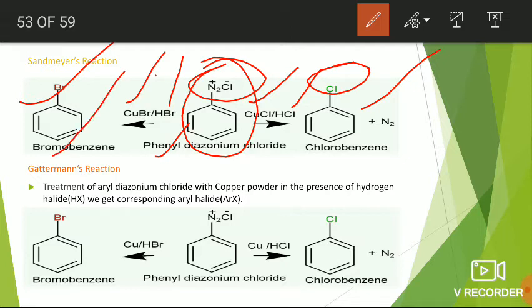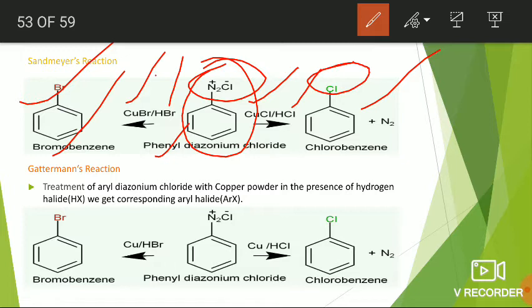This is the Sandmeyer reaction, that is, conversion of diazonium salt into the corresponding halobenzene on treatment with cuprous halide in the presence of the same hydrogen halide. Here the halide is generally chloride or bromide, but not iodide or fluoride. That is, it is useful to prepare chlorobenzene or bromobenzene from diazonium salts.